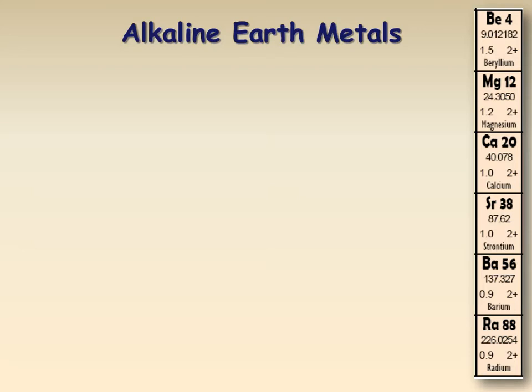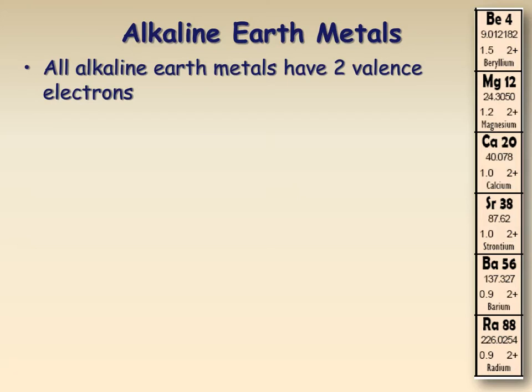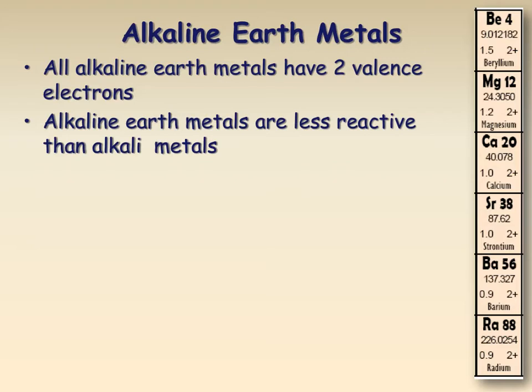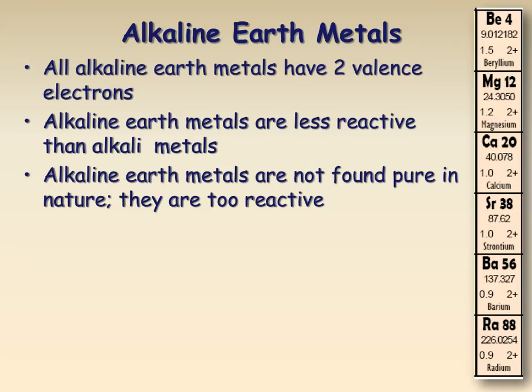So, next group, the alkaline earth metals. Right, so this is group 2 or 2A. All alkaline earth metals have 2 valence electrons. Okay, so you'll notice a trend here. Alkaline earth metals are less reactive than your alkali metals. They are still reactive enough to not be found pure in nature. Okay, so the leftmost group on the periodic table is more reactive than the alkaline earth metals. So as you go in, it gets a little bit less reactive.